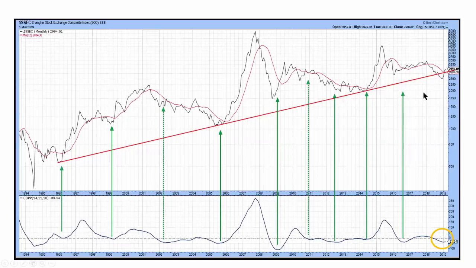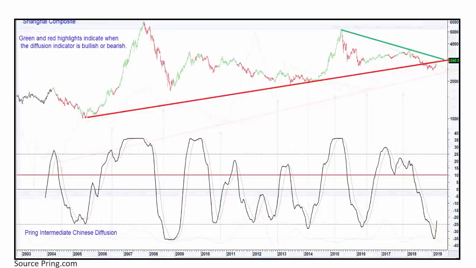So the other reason I'm fairly confident about the Chinese market rallying above this very important downtrend line is this next chart here. And this is, again, the Shanghai Composite at the top. And underneath is a diffusion indicator, which I developed, which monitors a basket of Chinese stocks that are above their 40-week moving average. So when they're all above their 40-week moving average, you get a high reading, and when most of them are below, we get a low reading.